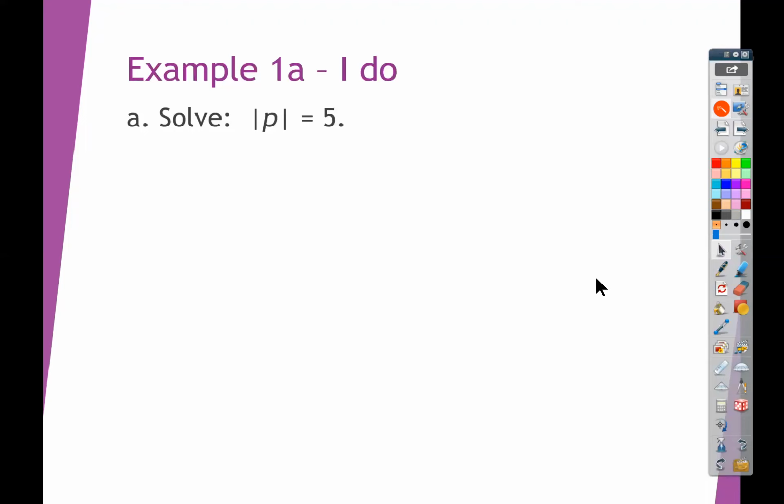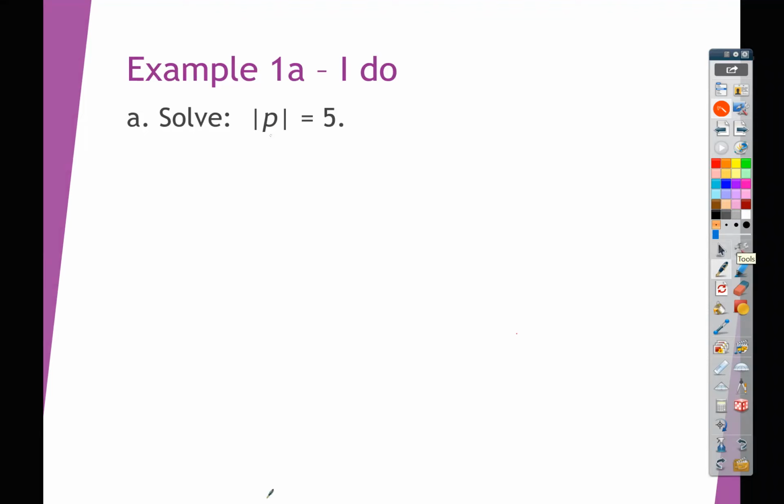All right, we're going to solve the absolute value of P equals 5. If the absolute value of P equals 5, then that means P could equal 5 and it could equal negative 5. So you have to write both. The solution set for this would be negative 5 and 5. That's it, because the absolute value of 5 is 5 and the absolute value of negative 5 is 5.